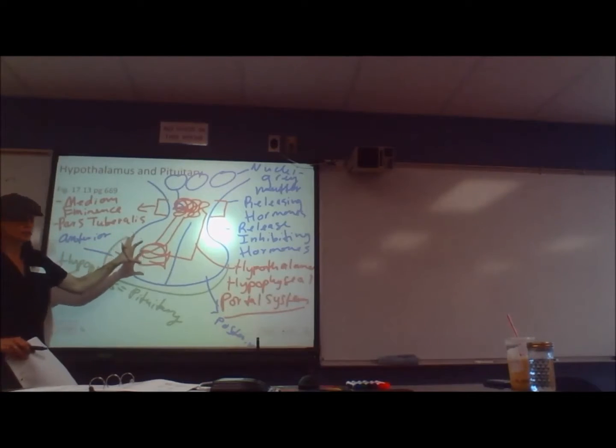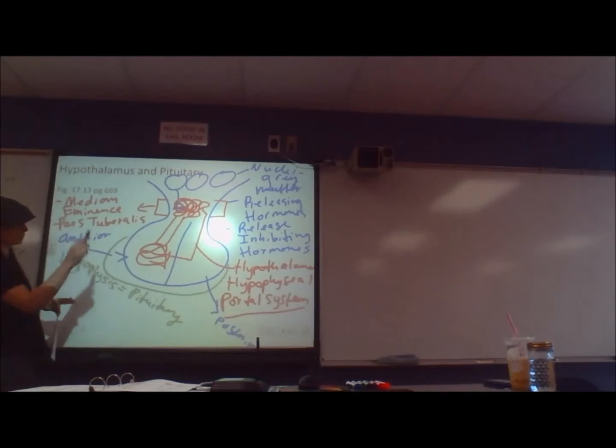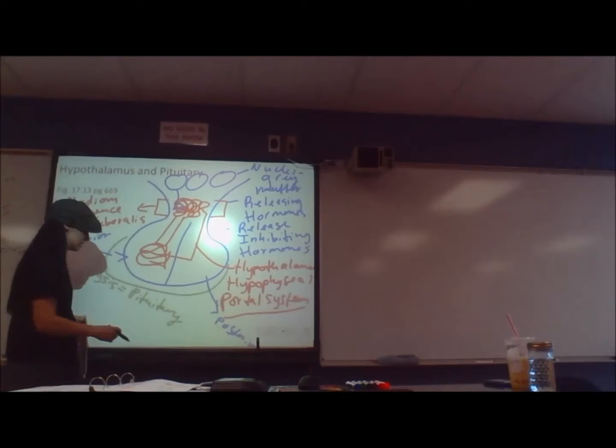Our anterior pituitary then is going to release a bunch of hormones called trophic hormones. We'll go over that in just a minute. I'll use this board to show you the general relationship, and then on this board I'll go through the specifics.